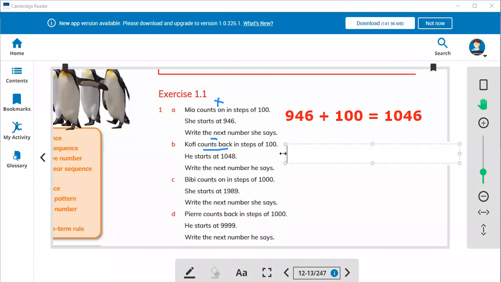But here it says count back. So let's suppose I have 1048 steps from where we start. But it says count back. We are moving backwards, so it means we are doing minus. So we have to do minus 100 step backwards. So that will be equal to 948. That is my final answer. So C part, D part, and E part are all the same, and we already discussed everything in the class. Now come to the next topic.